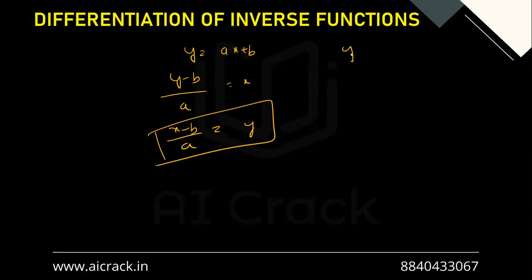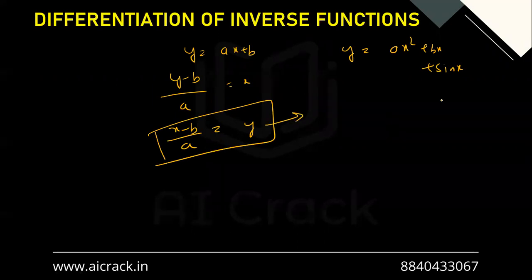But let's say we have a case y equals to ax square plus bx plus, let's say, sin x. So over here we cannot really find out the inverse of this function. In that case, how would we find out the derivative of the inverse function? So there has to be some method to find out the derivative of the inverse function. So we'll be studying that over here. This is the standard case, but that might not be asked in examinations. These kind of questions can be asked in examination. So let's see.